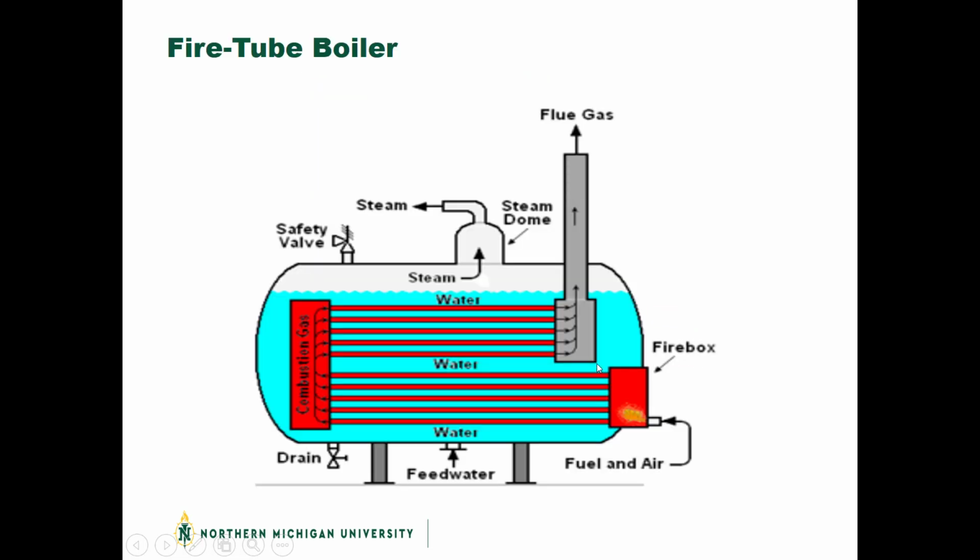So a fire tube would obviously have the firebox creating the heat, with the combustion gas inside the tubes. That's boiling the water that's in the shell. So the fire tubes heat up the water, the steam pops out the top, and all the combustion gases that are going through the fire tubes are getting exhausted out the flue gas. So the feed water's coming in the bottom here, steam's going out the top.